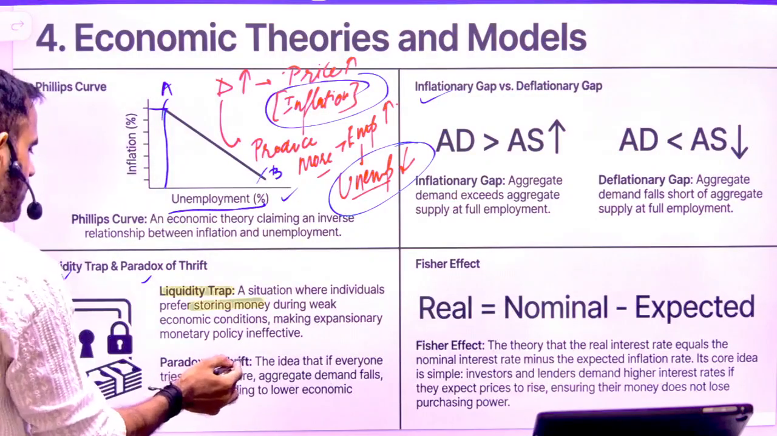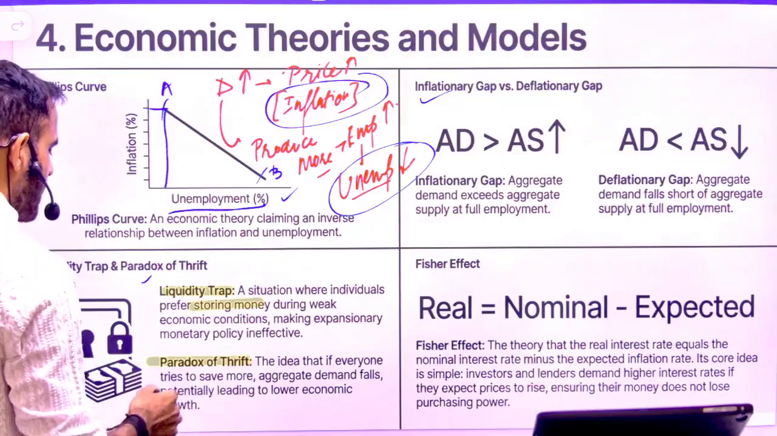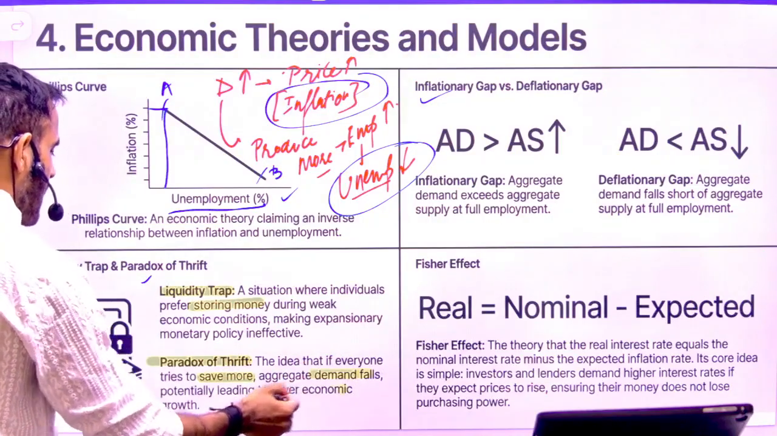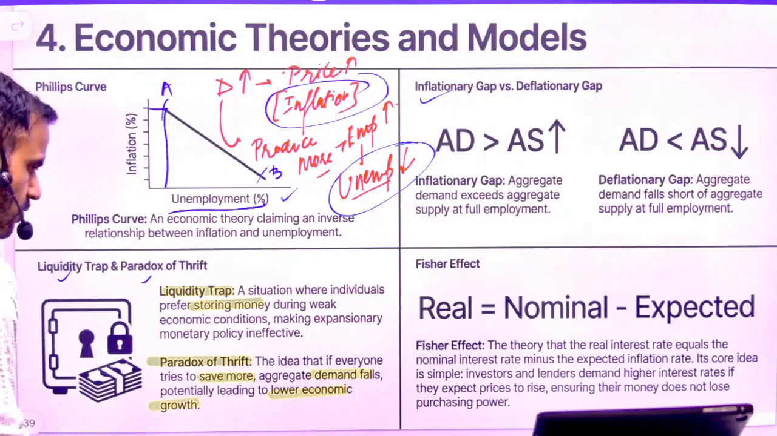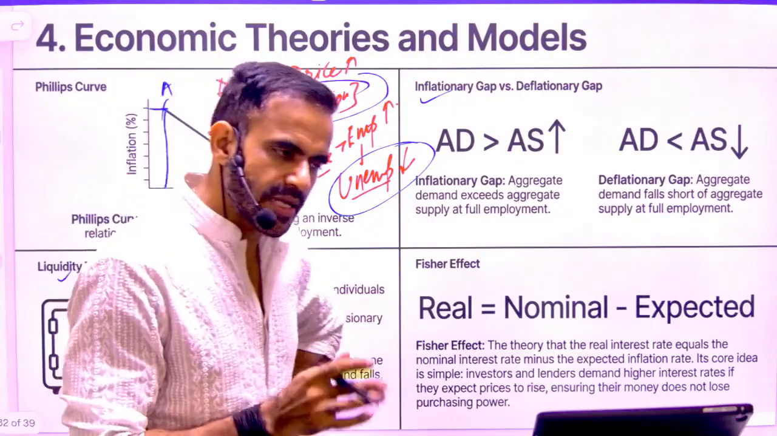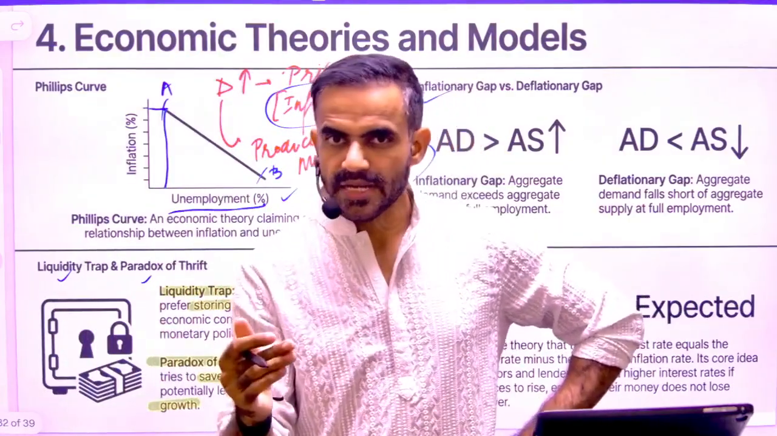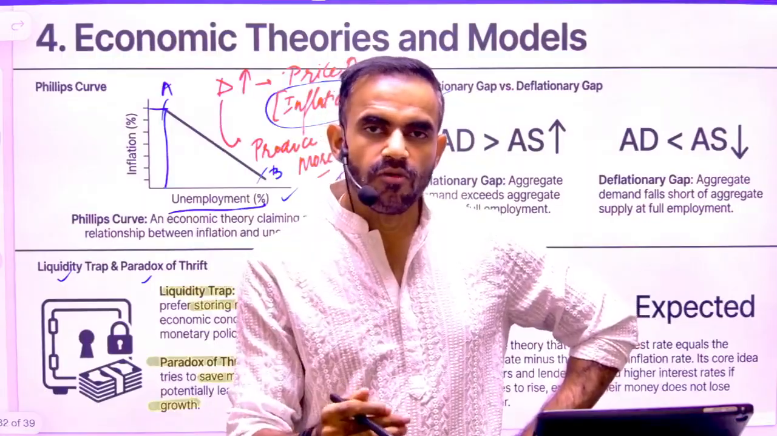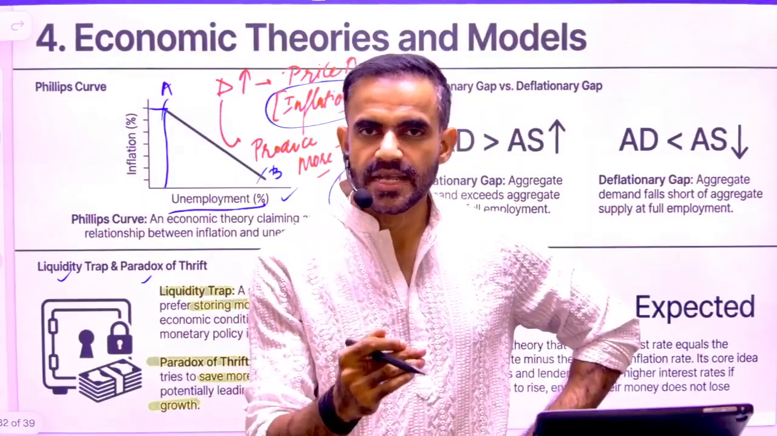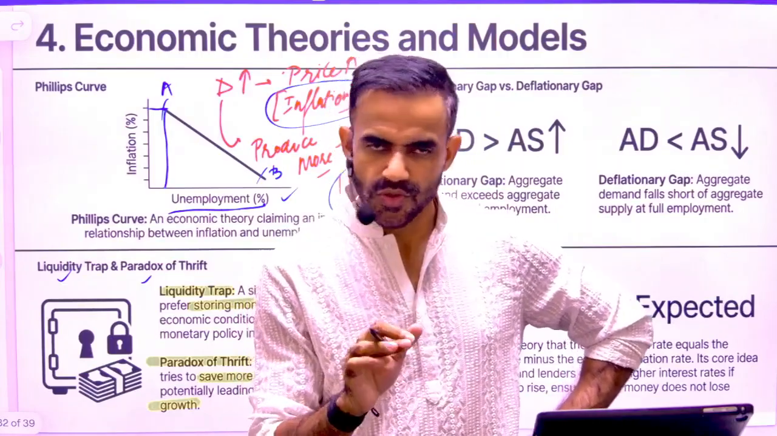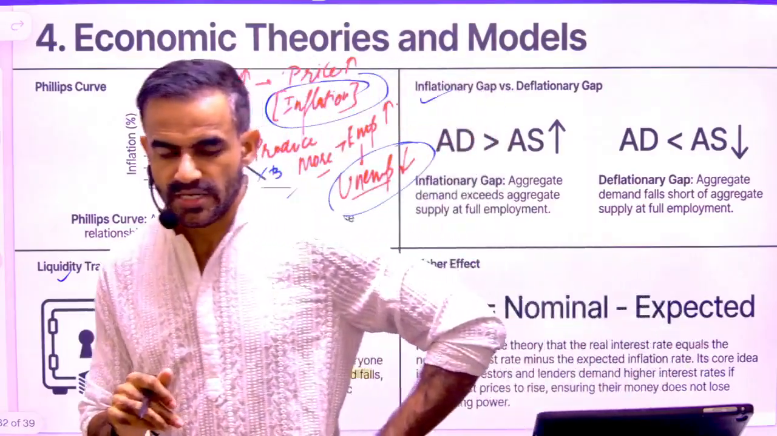Second is the paradox of thrift. That simply means if people save more and more money, the demand will go down and it will reduce the economic growth. So that is one school. There is a counter argument to this, that if they save more money, they will deposit that money in the bank. The bank will offer cheaper credit to the businesses, and therefore they will invest more money. That will lead to more and more demand. So you need to understand these two perspectives.